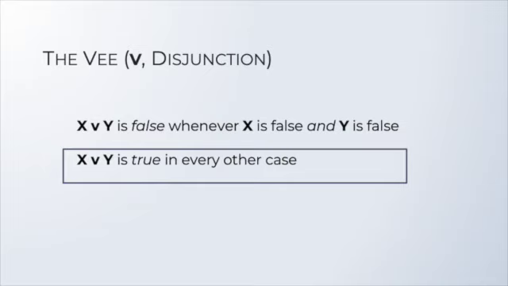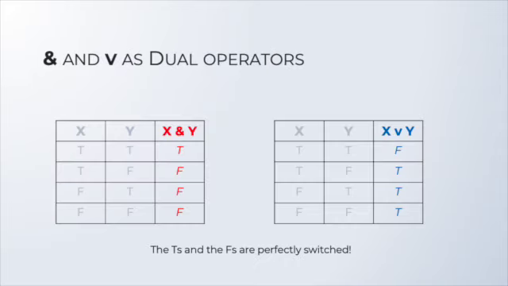The reason that logicians choose the inclusive sense is that it makes for a more elegant and economical system. For instance, if you compare the truth tables for the V and the ampersand, you can see that their truth value arrangements are the mirror image of each other. They're called dual operators in technical jargon. However, this introductory video is not the place for discussing these reasons.